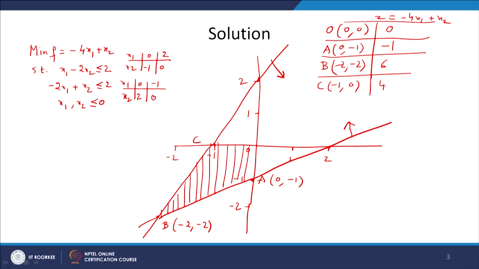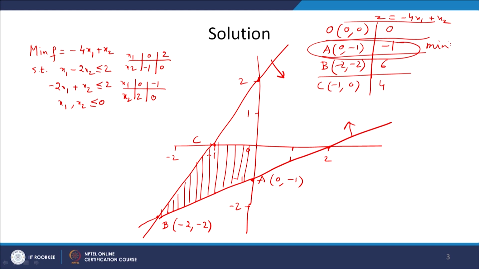And what do you find? The minimum occurs at the point A, and this is the solution to the problem. I hope everybody has understood how the third quadrant is the feasible region.